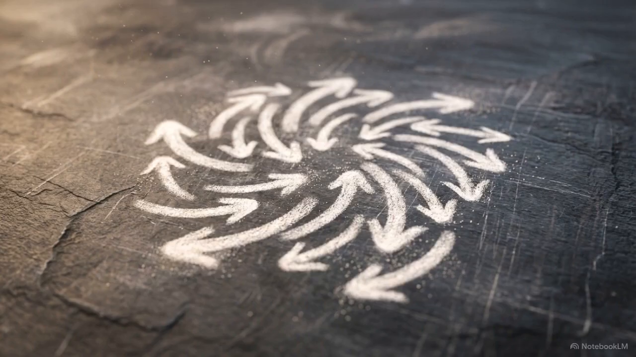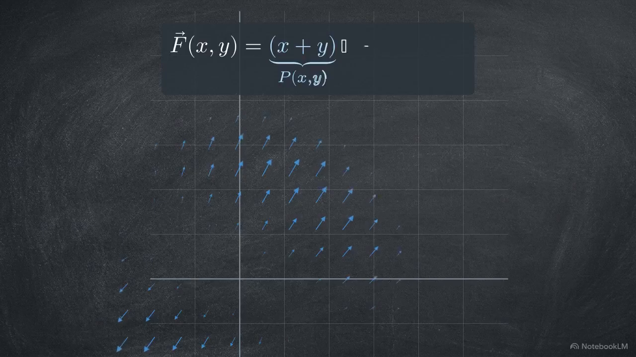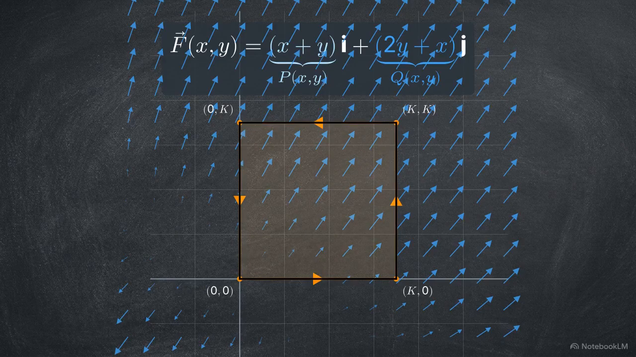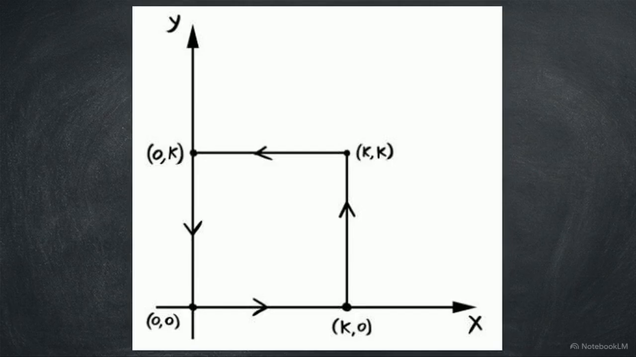Consider evaluating a continuous vector field, defined mathematically as F equals (x plus y)i plus (2y plus x)j around a distinct square boundary. Tracing the perimeter from the origin (0, 0) up to the coordinates (k, k) requires the standard brute force method. The boundary must be broken down into 4 distinct directed segments. That requires 4 entirely separate parameterizations to complete the calculation.